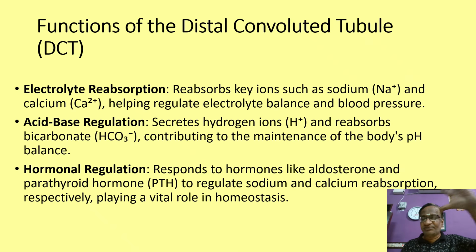Now we know what the functions of the PCT are. The proximal convoluted tubule is mainly about absorption of water, and the other things are chloride, glucose, sodium, etc. The loop of Henle is about concentration and dilution. The distal convoluted tubule is also about water and sodium absorption, calcium, but the most important thing is acid-base regulation. It secretes hydrogen ions. It reabsorbs bicarbonate. That is how it takes part in acid-base balance. Hormonal regulation is also in the DCT, for example, PTH and aldosterone.